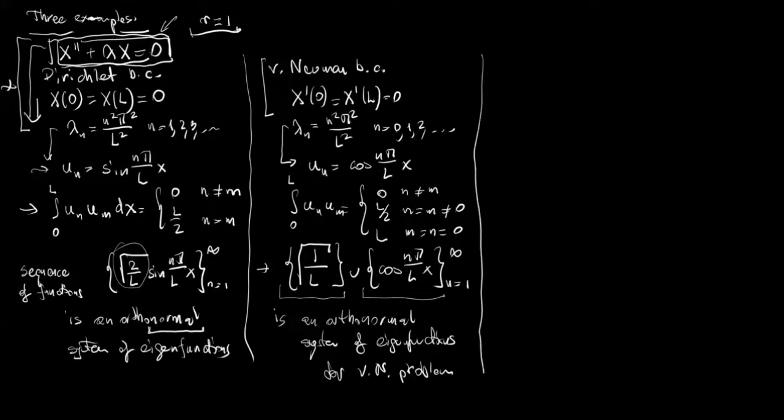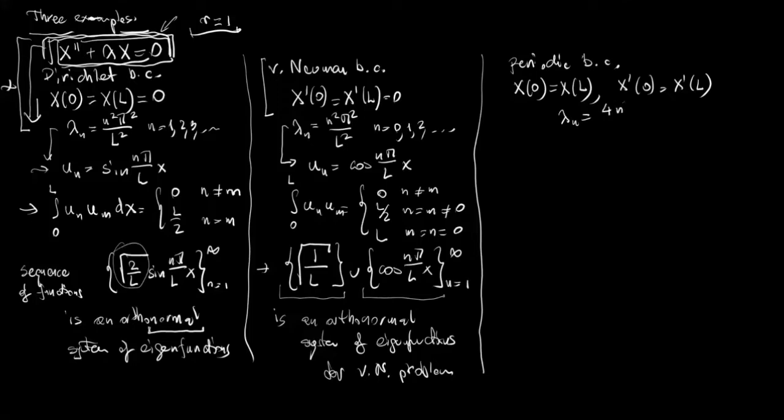And eventually, as our third example, we have still the same ODE, but now with periodic boundary conditions. And we recall that these were X(0) must be equal to X(L), and X prime of 0 must be equal to X prime of L. And here we were also dealing with this problem before. We had eigenvalues lambda n equal to 4 n squared pi squared divided by L squared, where n was running from 0, 1, 2, 3, and all the other natural numbers.